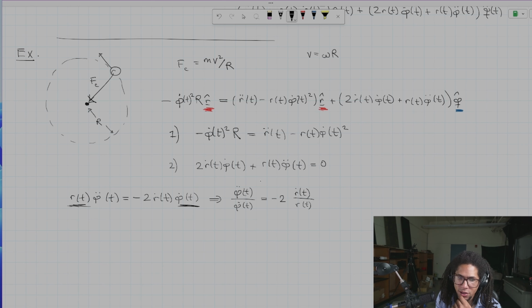Okay, and this may be a strategy that you haven't seen before when solving differential equations, and if not, know that it is a very common one. Anytime you have the derivative of a quantity in the numerator of a fraction, and then the quantity itself in the denominator, that's the same thing as the derivative of the log of the quantity. You can go ahead and check that using the chain rule yourself. So this is exactly equivalent to saying that the time derivative of the log of phi dot of t is equal to minus 2 times the time derivative of the log of r of t.